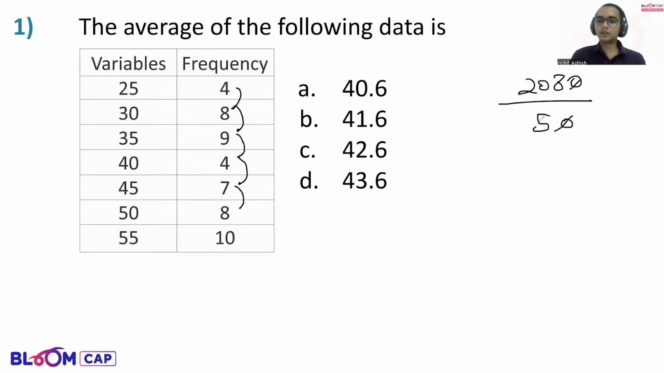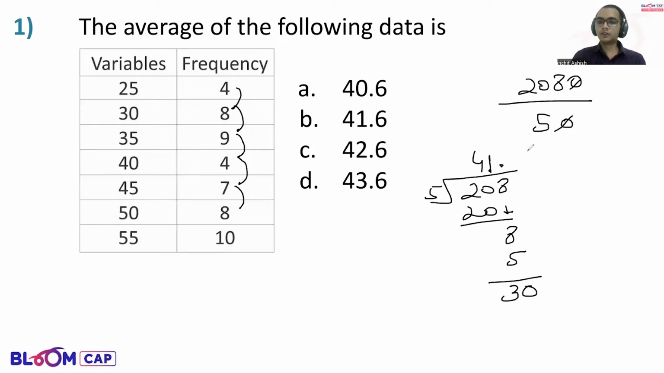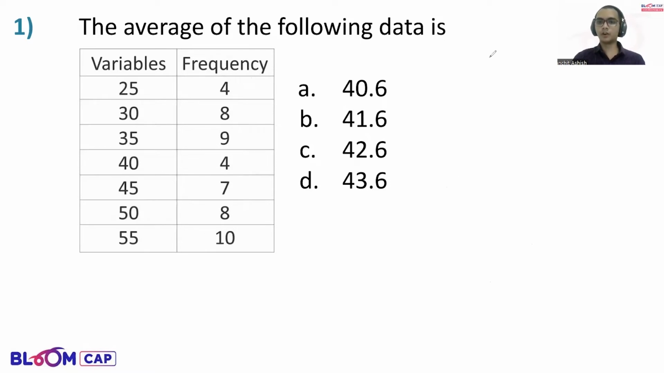We can cut the 0. 208 divided by 5. 5 4s are 20. We'll bring 8 down. We'll add 1. 5 1s are 5. We'll subtract this and get 3. We'll add a point and a 0. 5 6s are 50. We get this as our answer, and 41.6 is the answer. So we basically multiply these two and then we divide by the sum of frequencies. Right, I hope this was clear.